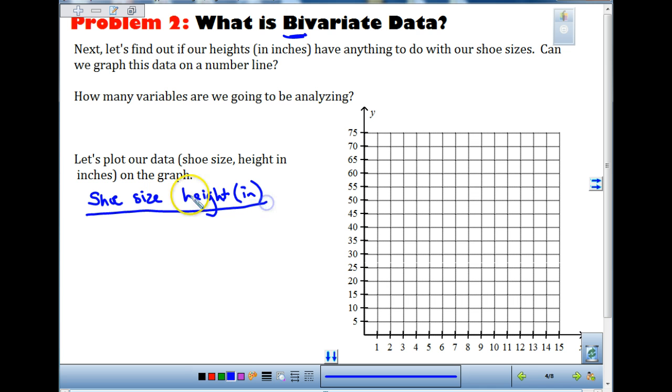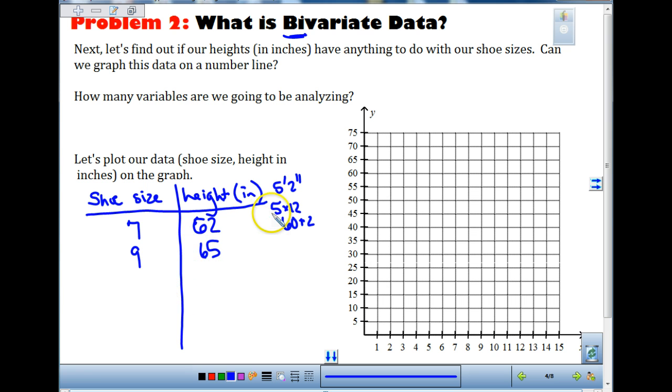Now, some of you might know your height. Maybe you are 5 feet 2 inches. We're going to put it in inches, which means you have to take 5 times 12, which gives us 60, plus the 2. So if you happen to have a shoe size 7 and you are 5 feet 2, you'd put 7 and 62. Okay? If you happen to have a size 9 and you are 5 foot 5, you would have 65 inches.